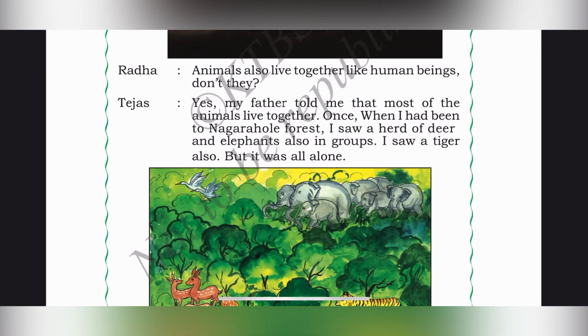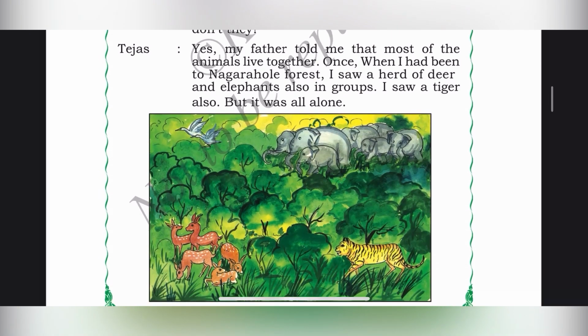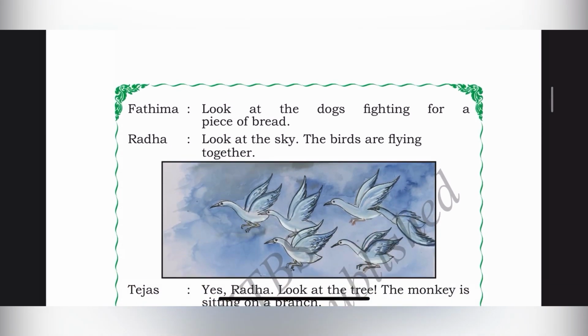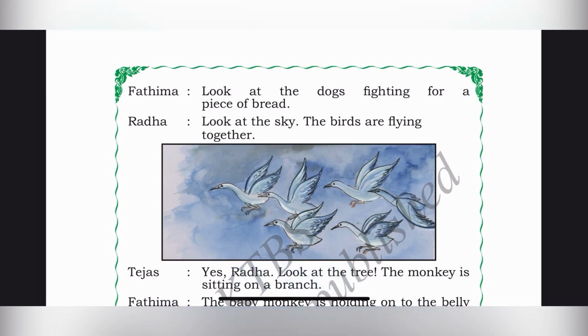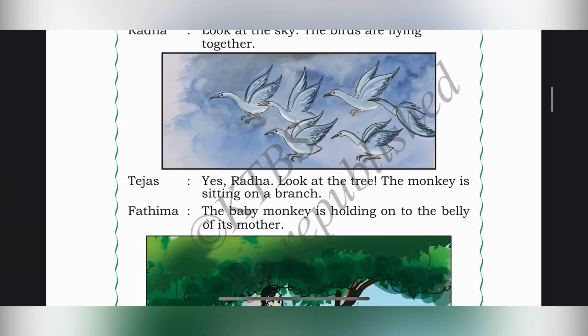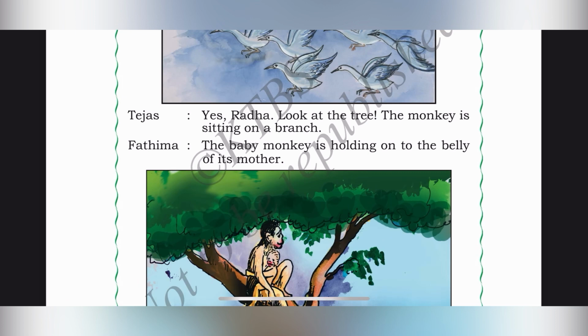Tejas: Yes, my father told me that most of the animals live together. Once, when I had been to Nagarhole forest, I saw a herd of deer and elephants also in groups. I saw a tiger also, but it was all alone. Fatima: Look at the dogs fighting for a piece of bread. Radha: Look at the sky. The birds are flying together. Tejas: Yes, Radha, look at the tree. The monkey is sitting on a branch. Fatima: The baby monkey is holding on to the belly of his mother.